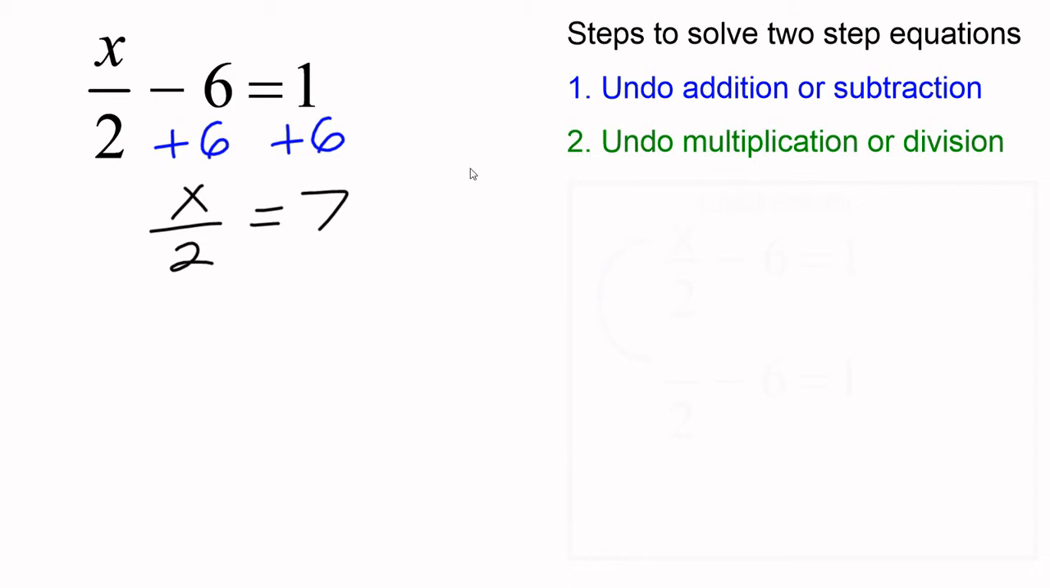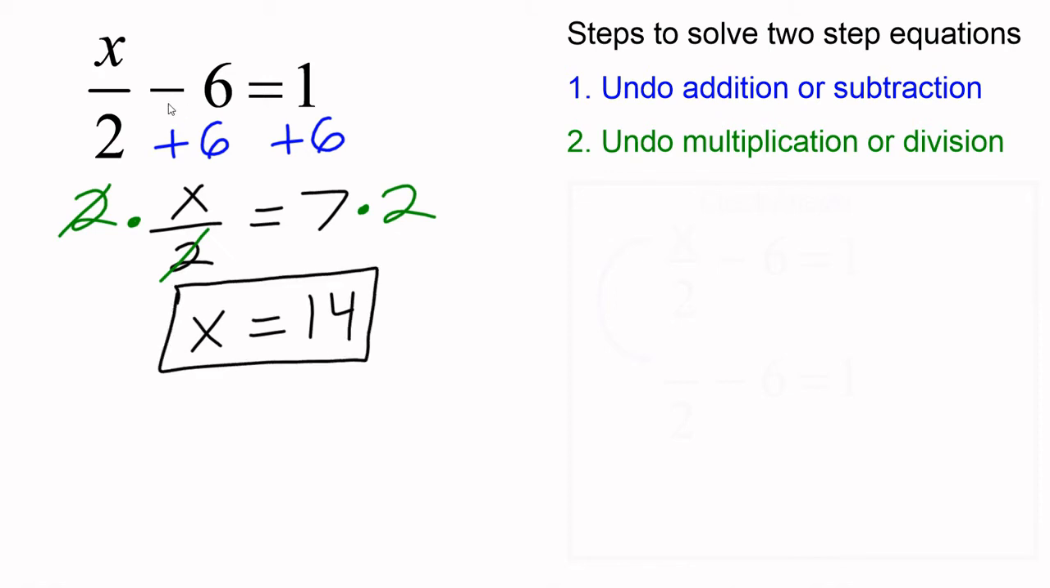Then we're on to the next step. We want to undo this division. Opposite of division would be multiplication. So I'm going to multiply by 2. Multiply by 2. So we do that. The 2s will cancel. And I'll get x is equal to 7 times 2. I get 14. And that'll be our answer there.